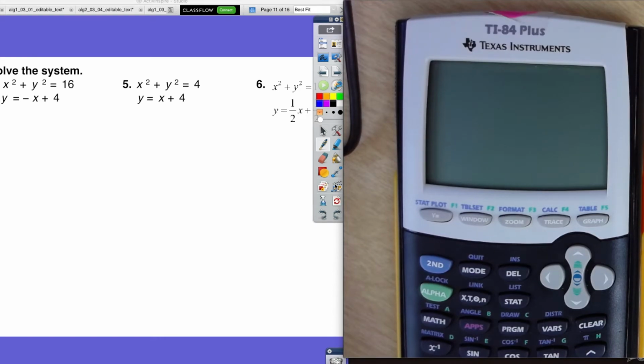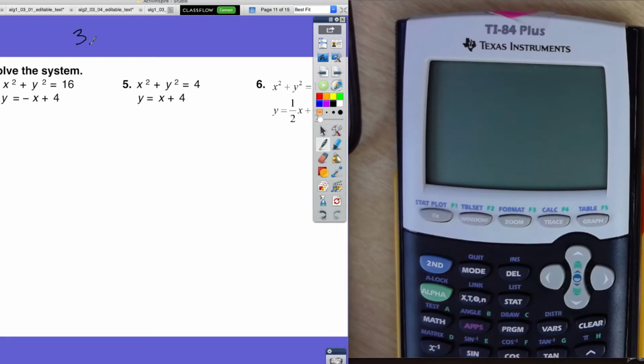Okay, we are on section 3.5, solving nonlinear systems of equations. I'm going to start with number 4 here, and we're going to do this all using the calculator. So make sure you have your calculator out. I am on page 134 if you want to follow along. All right, the first thing you have to do is isolate the y before we put it in your calculator. So let's subtract x squared from both sides.